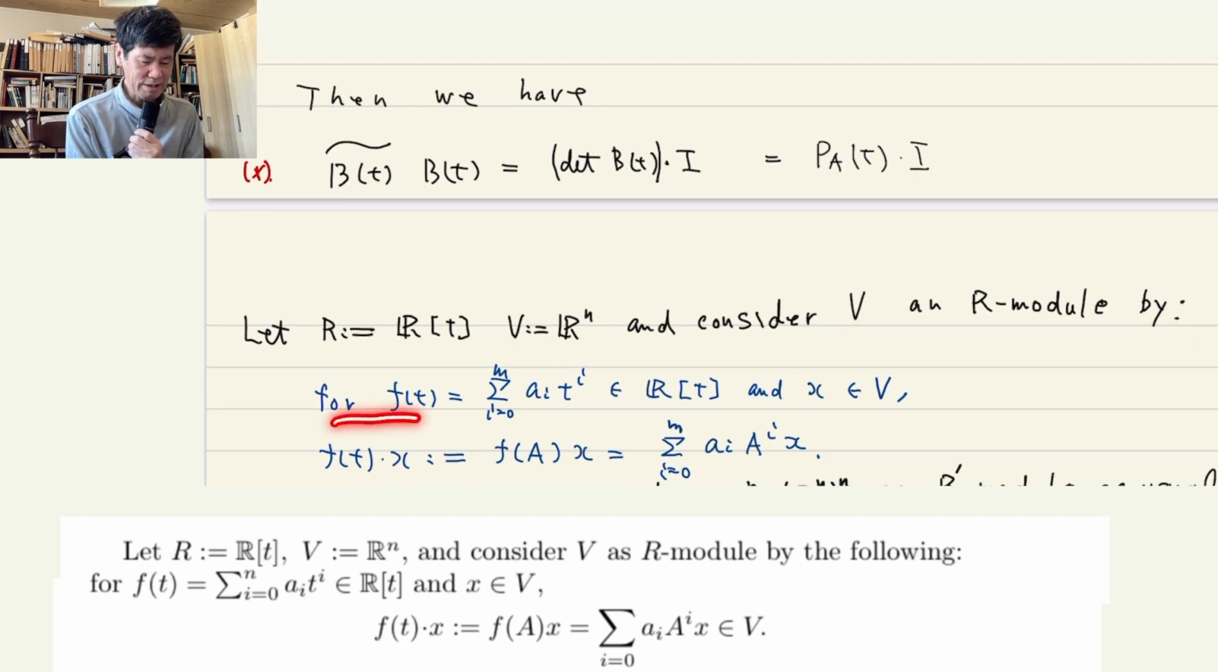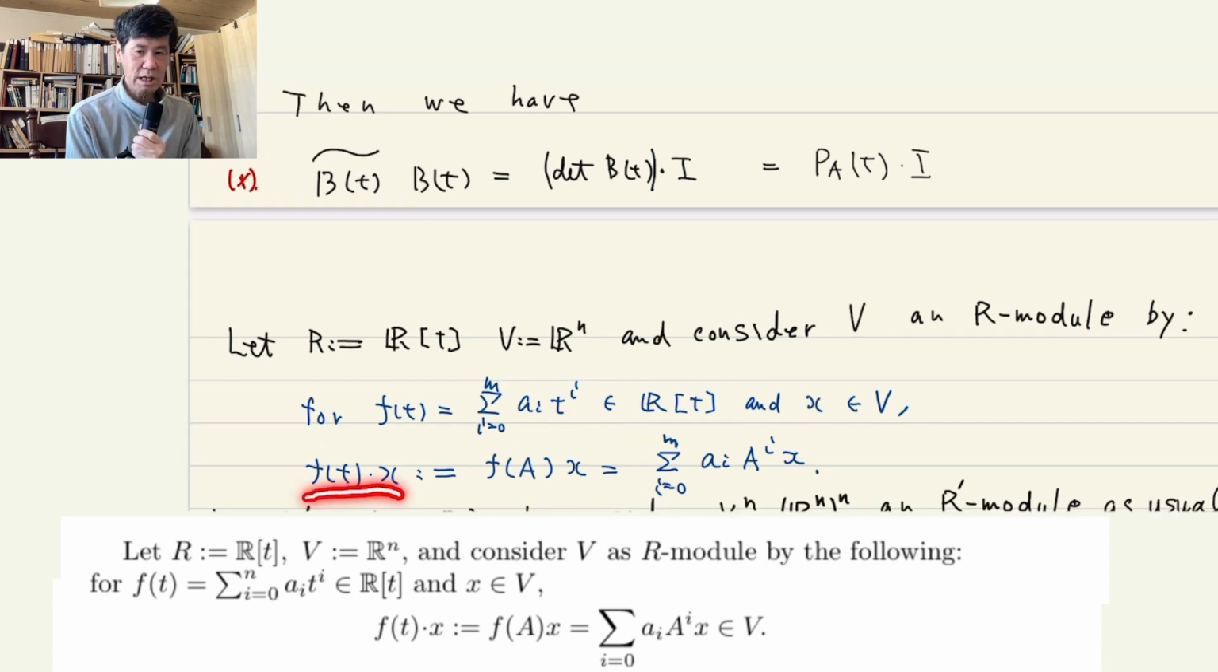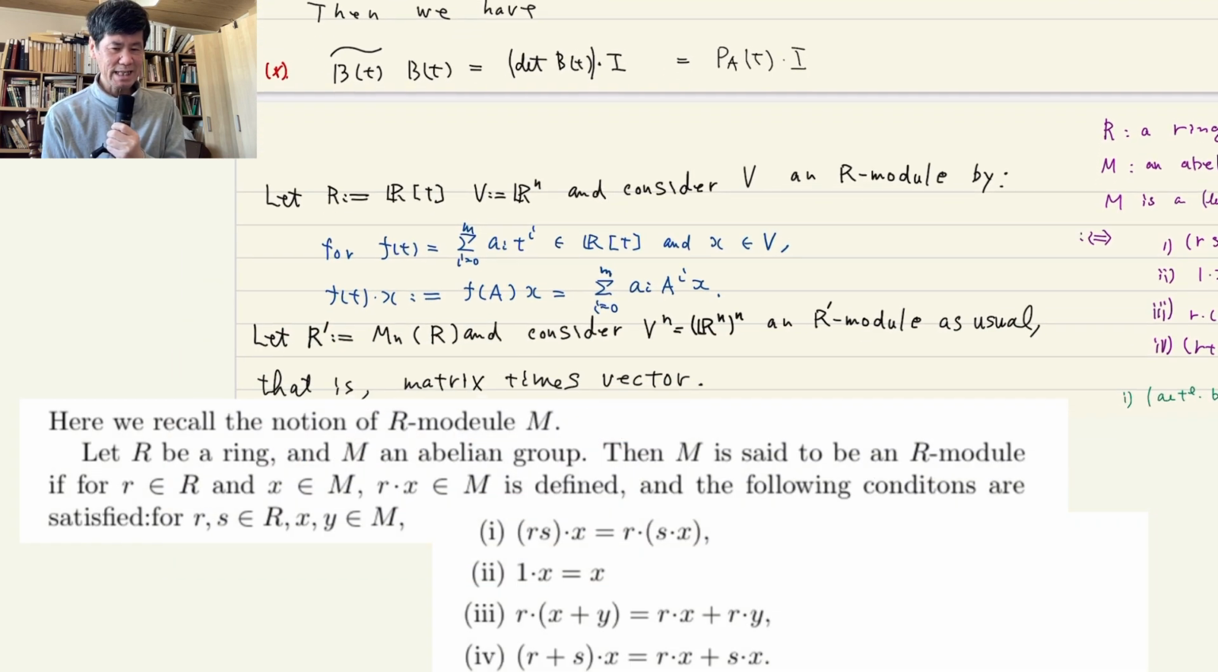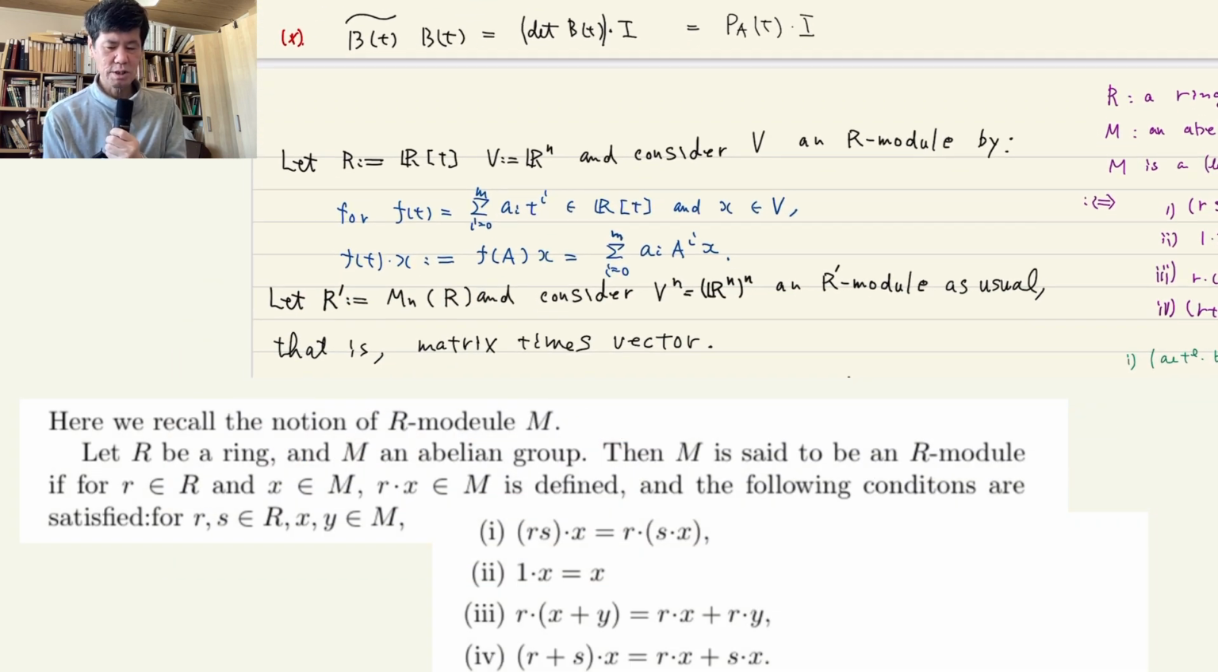For the polynomial f(t), which is equal to the summation from i equals 0 to m of a_i times t to the i, f(t) times x is defined to be f(A) times x, which is equal to the summation from i equals 0 to m of a_i times A to the i x. Here we recall the notion of R module.